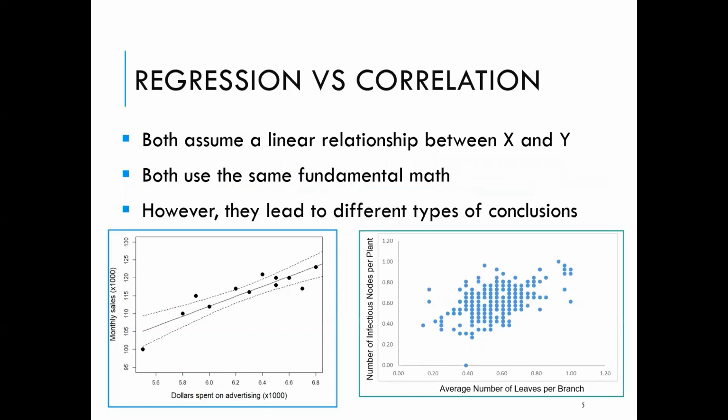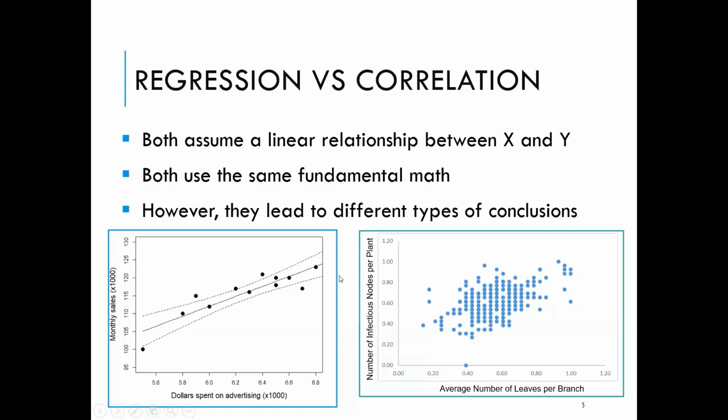Here are some examples of what those can look like in graphical form. The other thing that's important to note here is that both regression and correlation assume a linear relationship between the two variables. They also use the same fundamental math, which again, we're not going to be doing the step-by-step math, but these mathematical calculations, these tests that we're doing, lead to different types of conclusions.